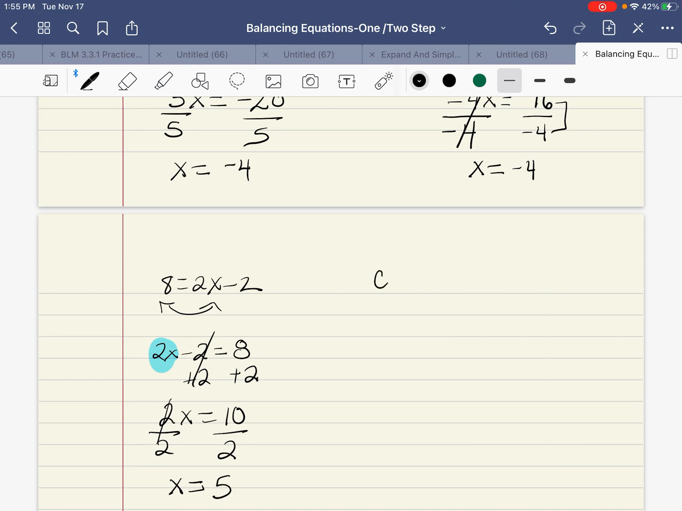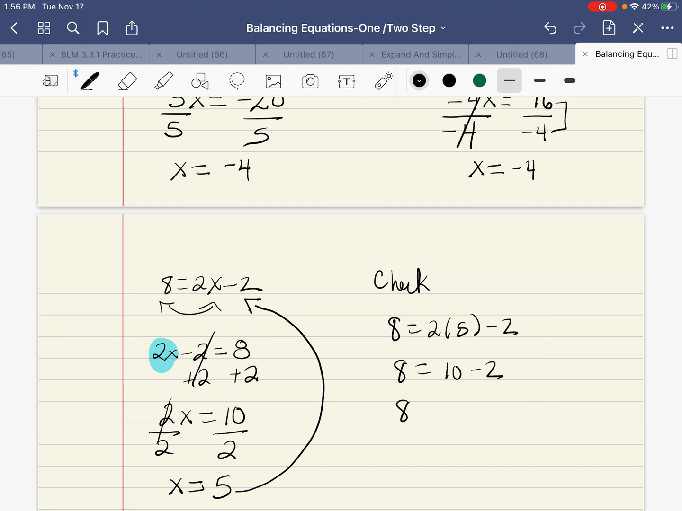So again, all of these, you do have that nice option of checking it. So take what you think is the final answer and substitute it into the equation at the beginning and see if it works. And 5 times 2, 10 take away 2 is indeed 8.